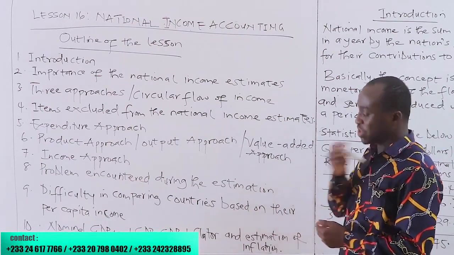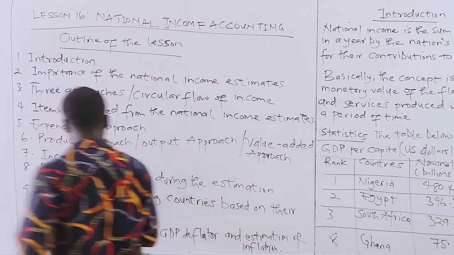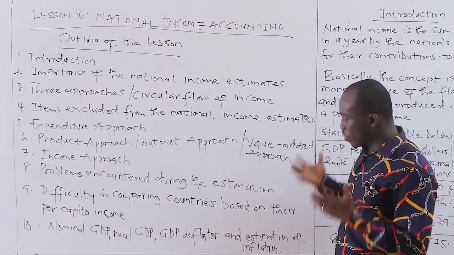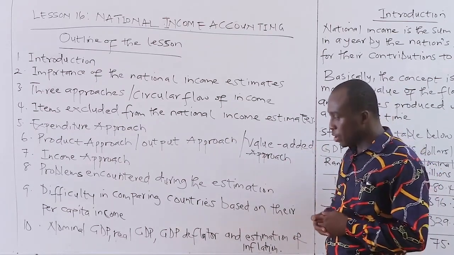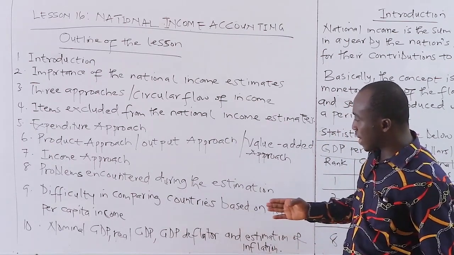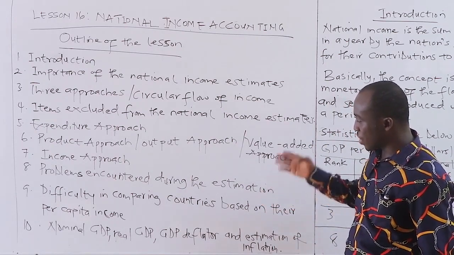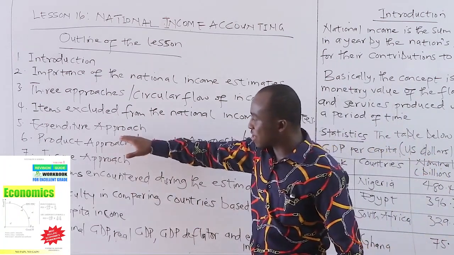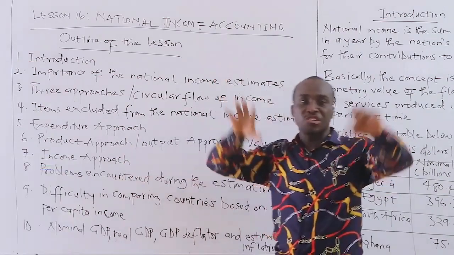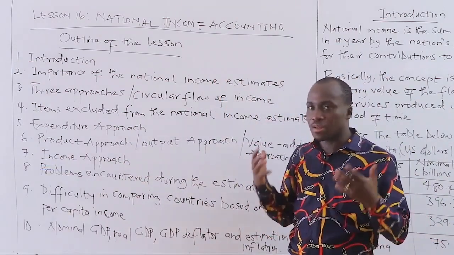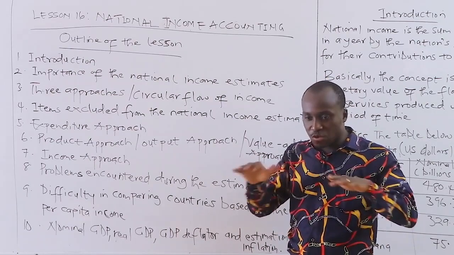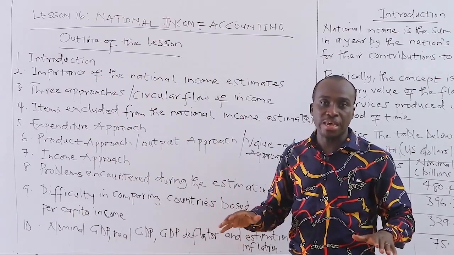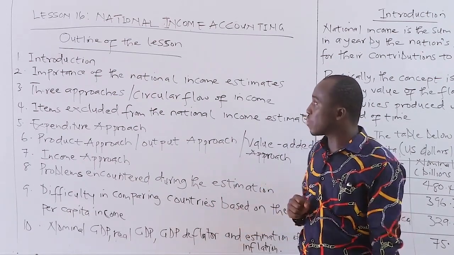We're going to look at some of the problems encountered during national income estimation. We're going to look at the difficulty in comparing countries based on the per capita income. We're going to look at nominal GDP, real GDP, and the GDP deflator. So within the approaches, expenditure approach, product approach, we're going to do estimations of data response, and I'll give you some trial questions. So there's a lot of things packed here for you. I know after this, it's going to clear all your doubts. Anything you don't understand about national income, you're going to nail it down here, so you don't have any problem again with national income or estimates again. So let's see what we have. Let's get the introduction.